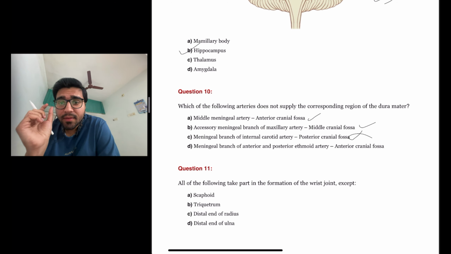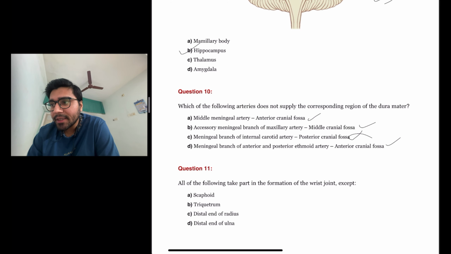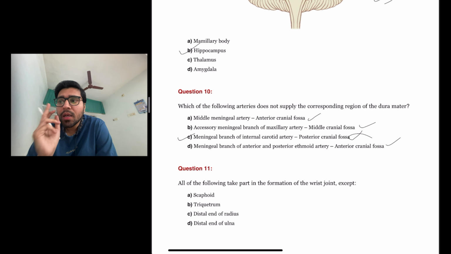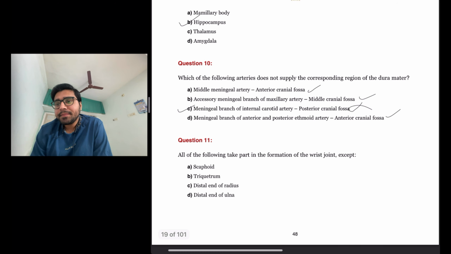because the middle cranial fossa is supplied by the meningeal branch of the internal carotid artery. The last one: meningeal branches of anterior and posterior ethmoidal arteries supply the anterior cranial fossa. This one is completely true. So the answer is C because this is the wrong match. This is not the correct one. Let us move on to the next question.